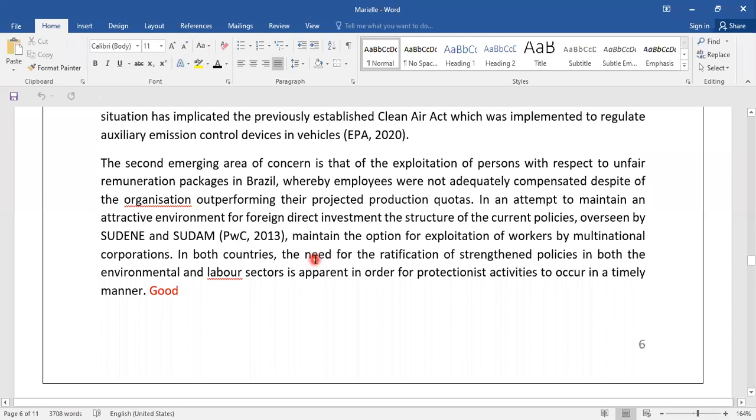In both countries, Marielle, you say these policies are overseen by these words here. I don't know what these words mean. Are they acronyms? Marielle, could you indicate, are they acronyms?